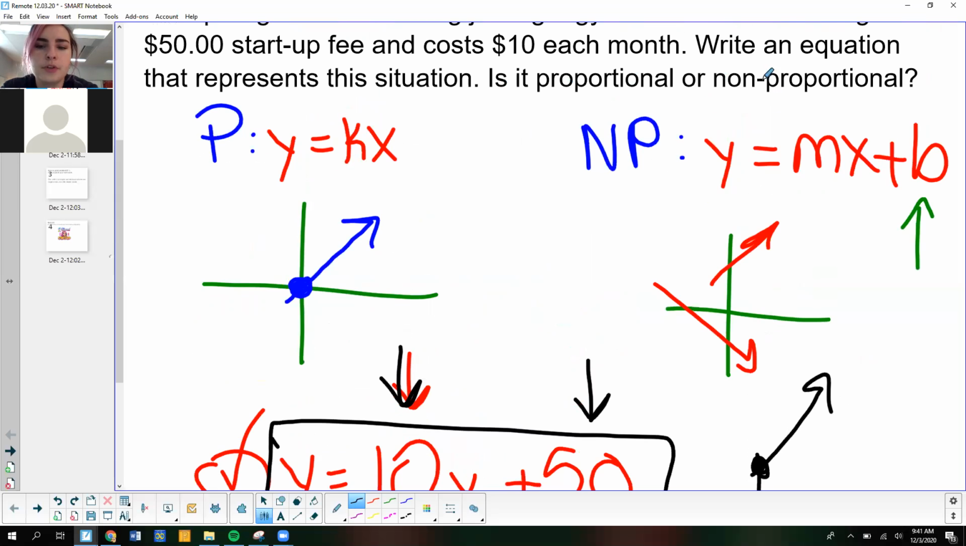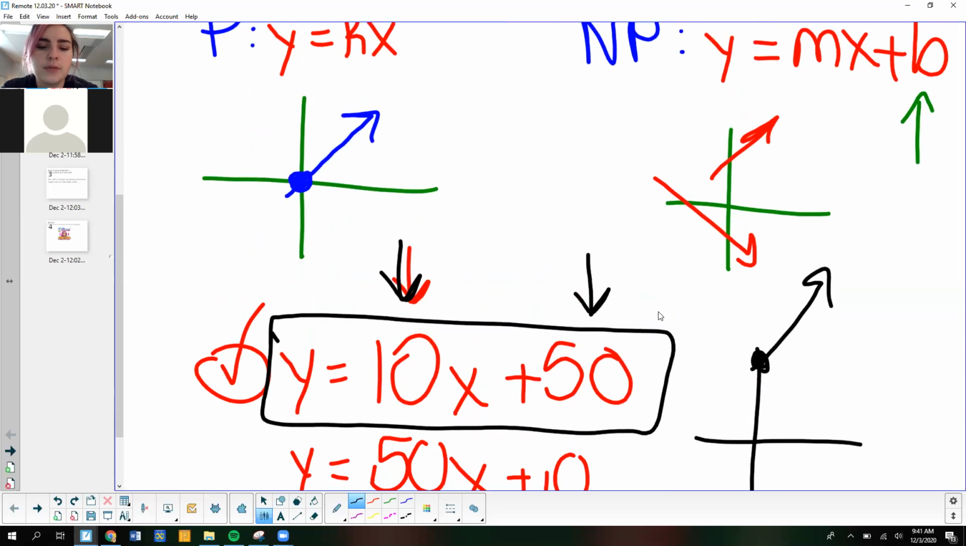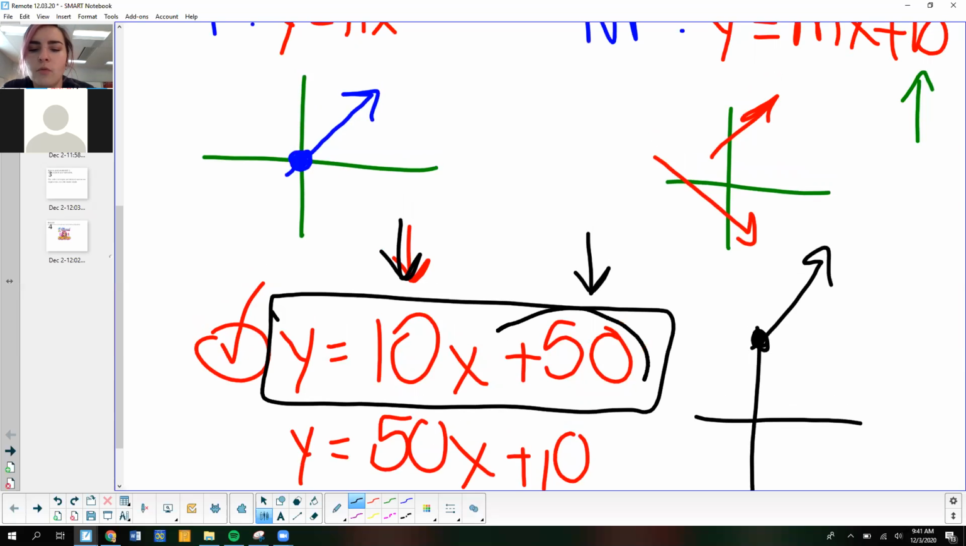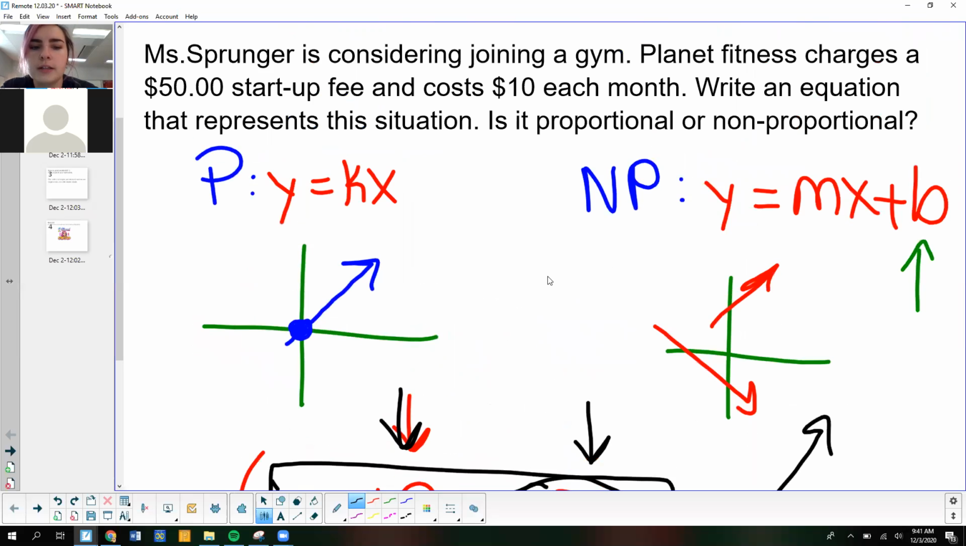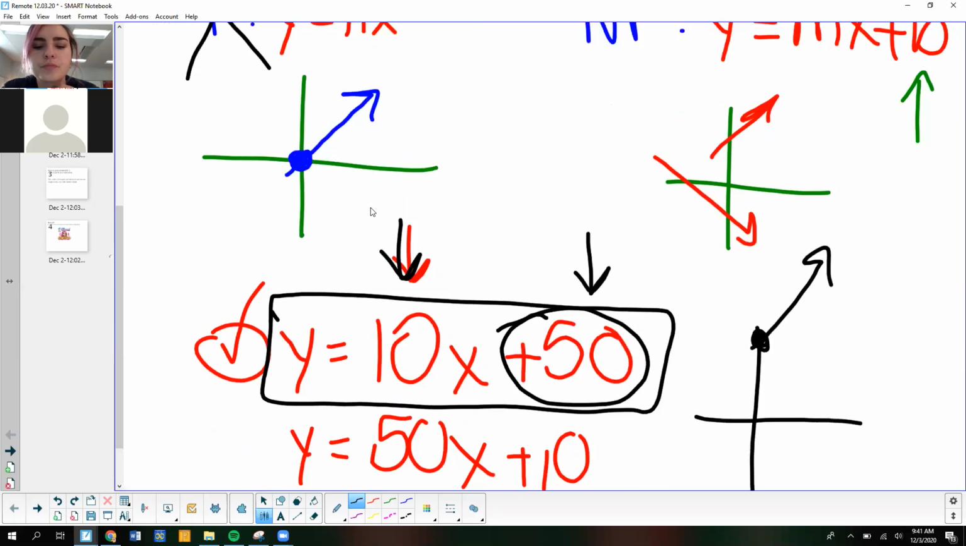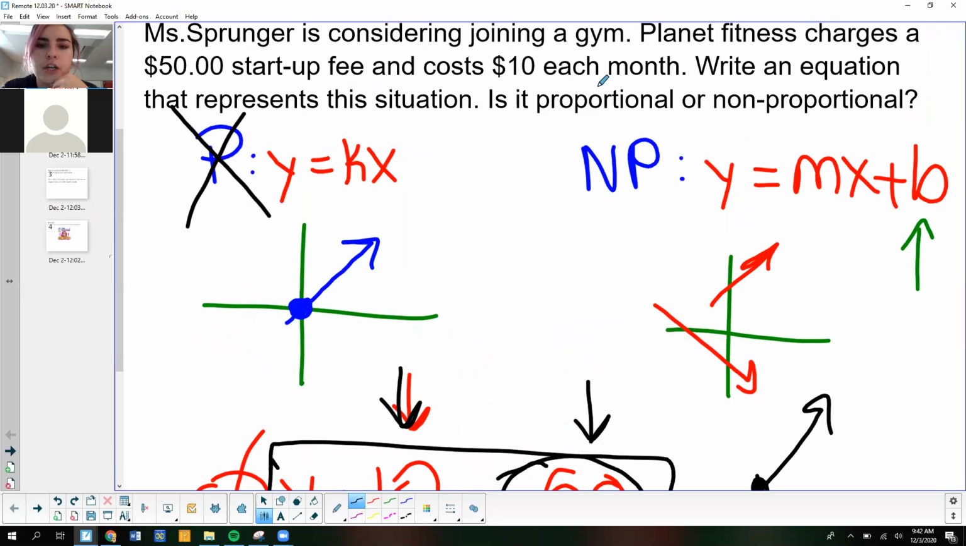But is it proportional or non-proportional? Some of you said proportional, some of you said non-proportional. If we're looking at how this is set up, well, we do have a y-intercept, so it's not going to be proportional because y equals kx doesn't include that y-intercept. So this is going to be a non-proportional relationship.